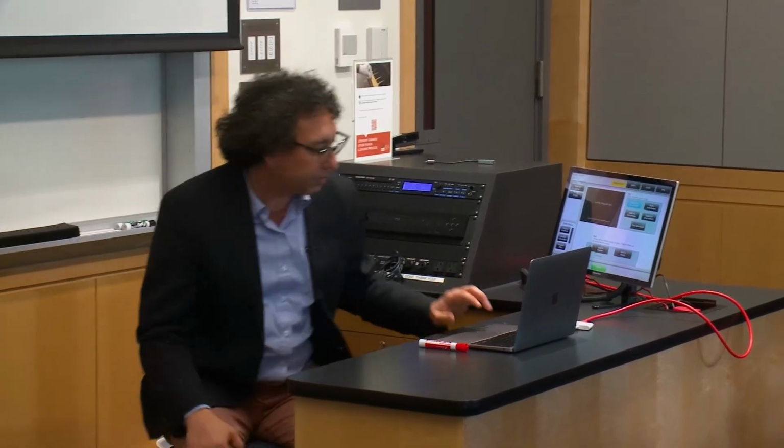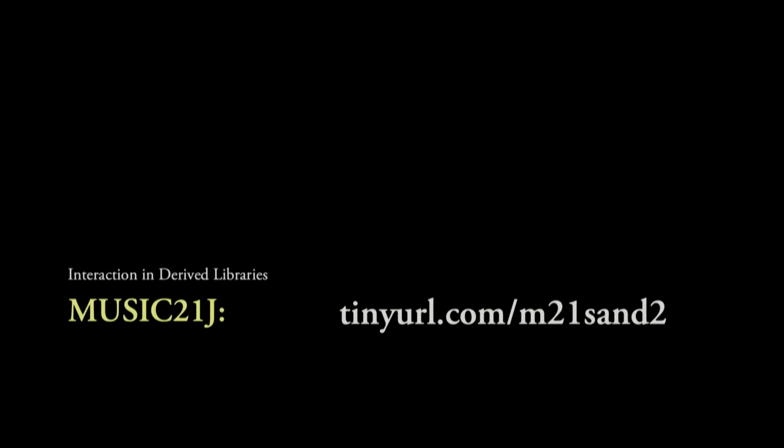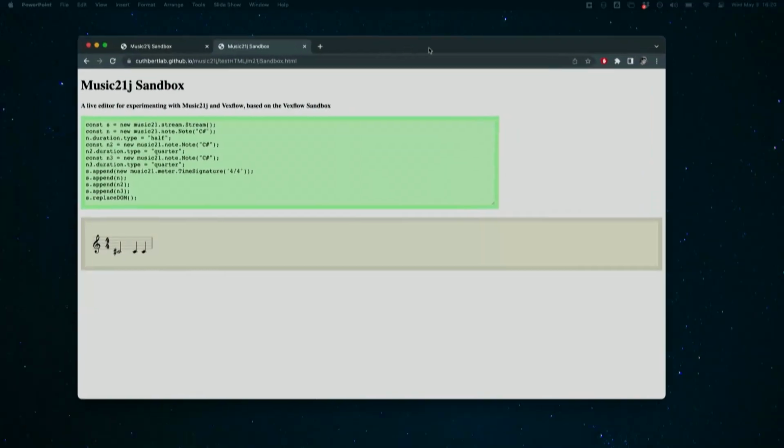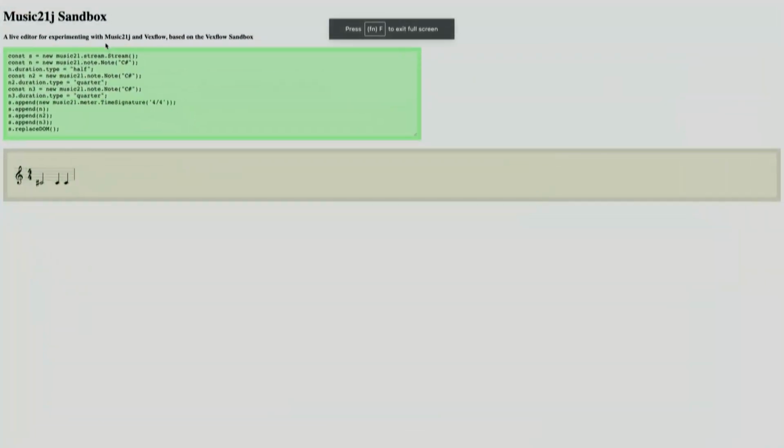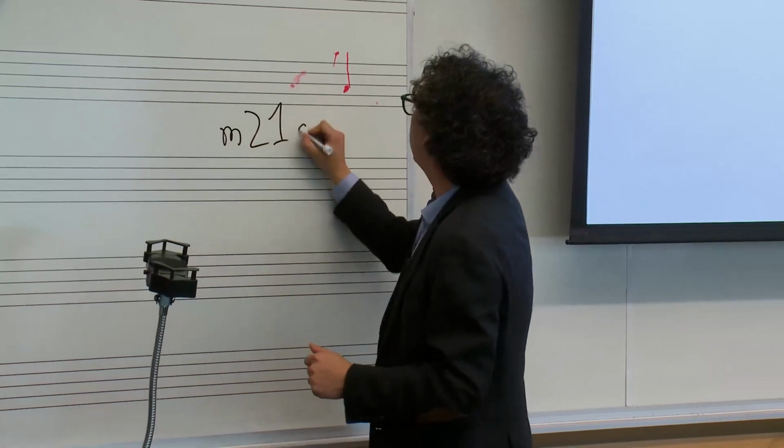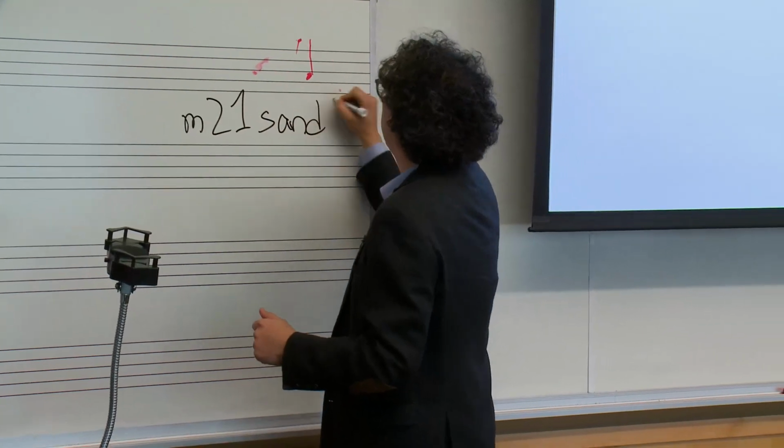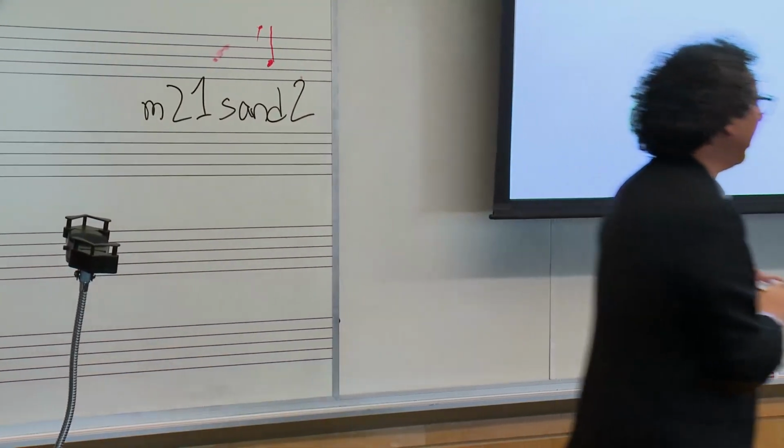OK. So here are some of the things. Go ahead and go to this website, M21 Sand 2. If you leave off the 2, you get a 3-year-old version of this. You should be seeing something that looks a bit like this when you get there. M21 Sand 2. Sandbox, the place where you play around.